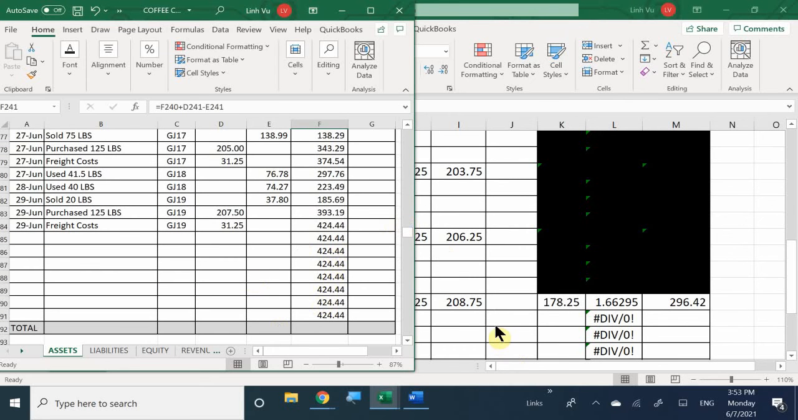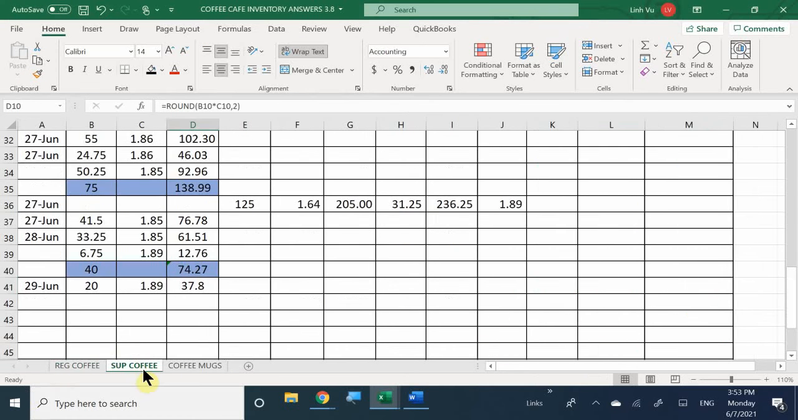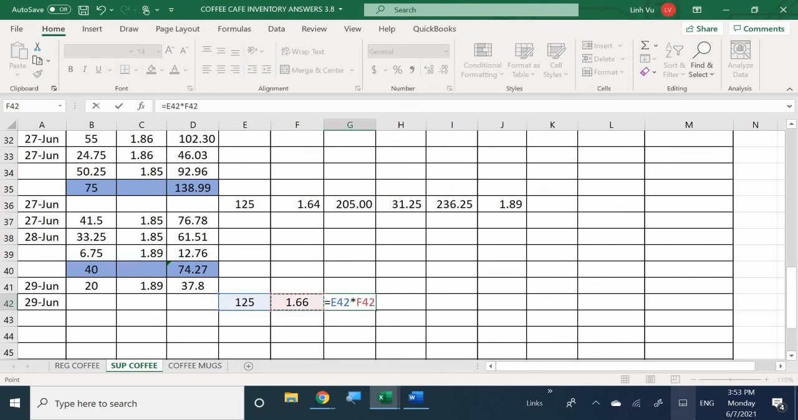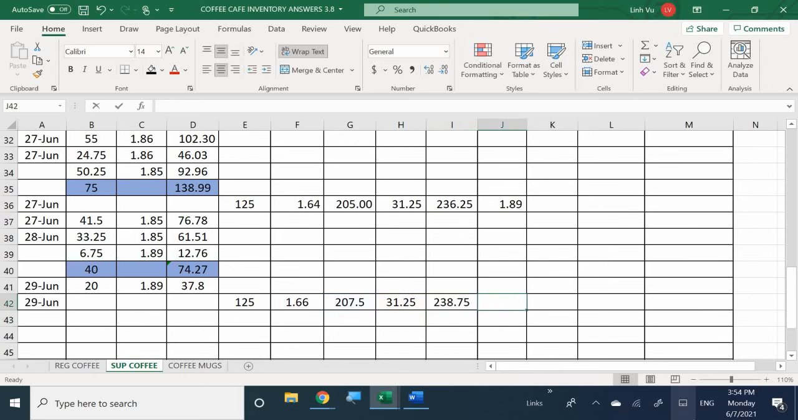And now on to our Supreme Coffee. Same day, 29th of June. We bought 125 pounds at $1.66 a pound, which gives us $207.50. Our delivery cost was $31.25, which brings us to $238.75, which brings our cost per pound to $1.91.